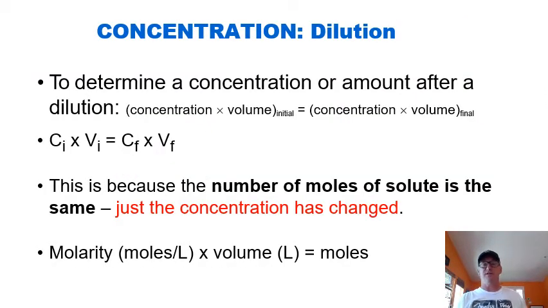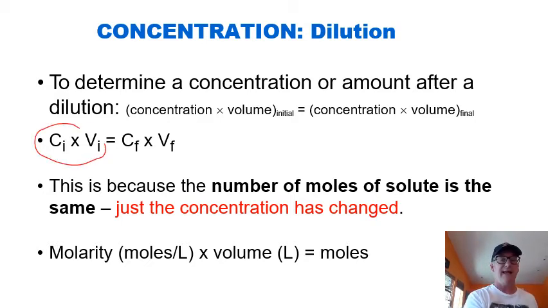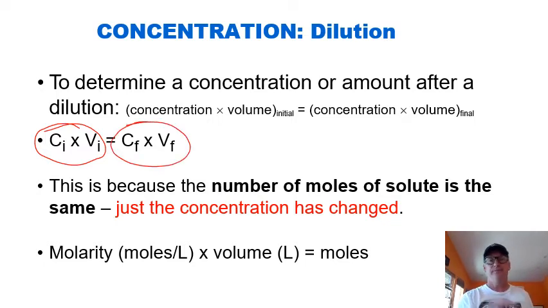So to determine the concentration after dilution, remember the moles in the beginning, which is the concentration times the volume, is the moles at the end, which is the concentration times the volume. Just the concentration has changed. So if we want to solve for final concentration or final volume, we just use this particular equation and move it around to however we want to solve it.